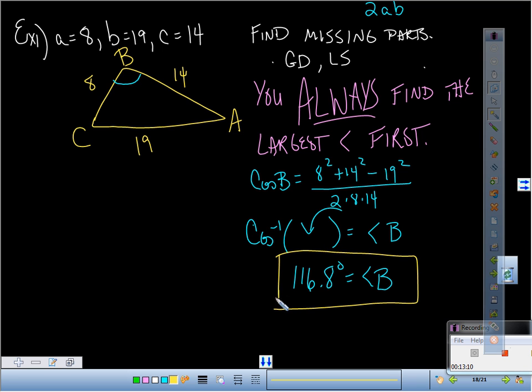This is one of the angles that we're looking for, so remember I'm trying to teach you to do this for your bookwork. Highlight it, box it in, something where it's easy for me to see. So this angle right here is 116.8. Did that work out? Okay.